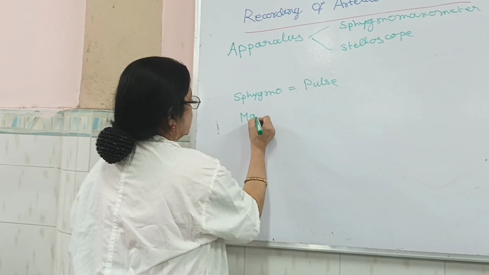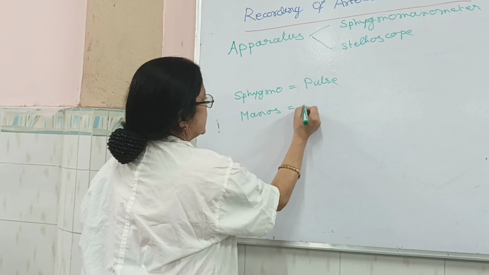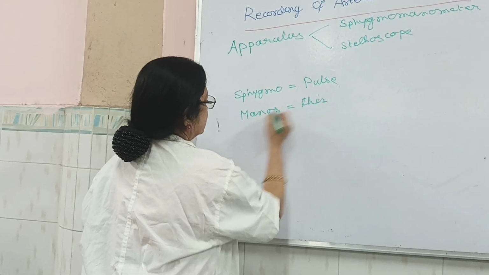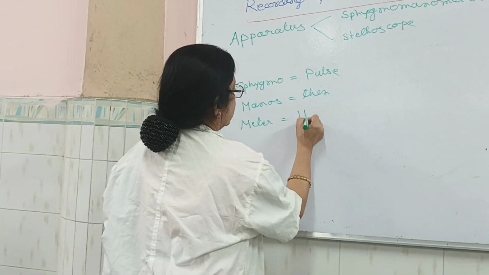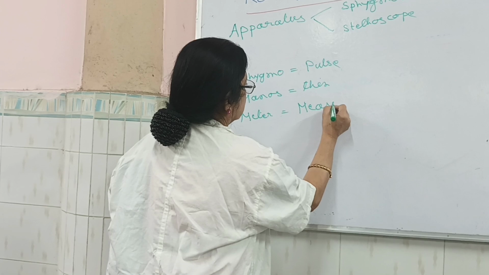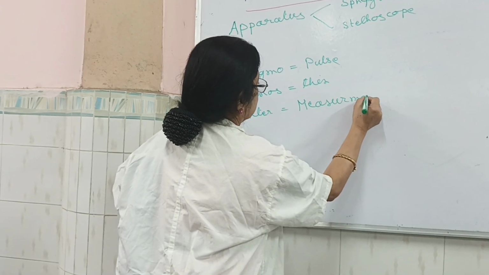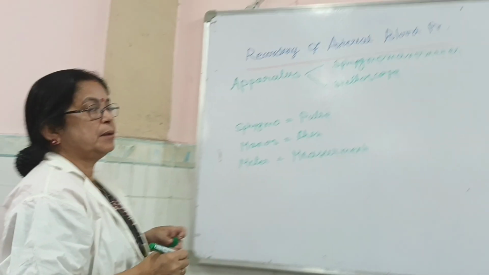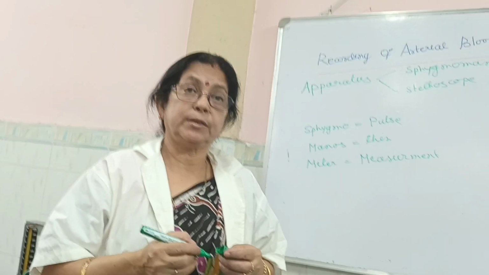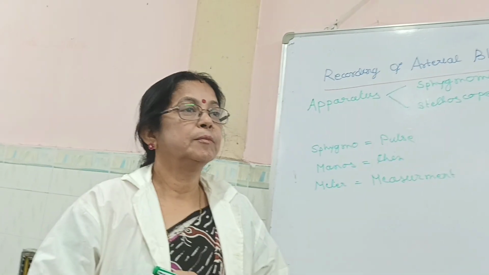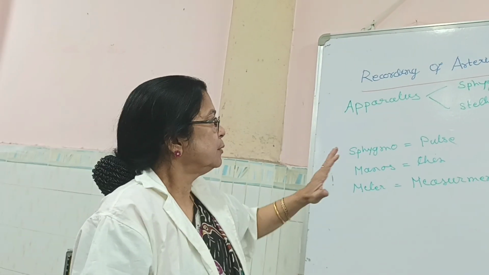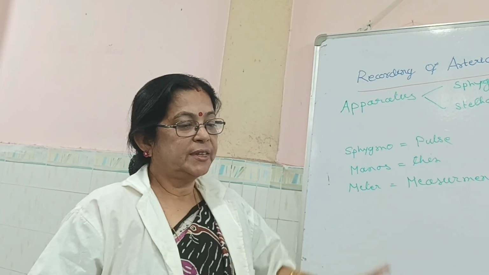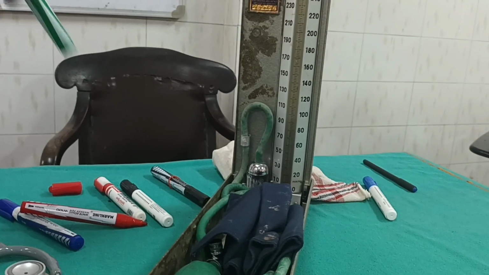Manos means thin. Meter is one measurement. So, the sphygmomanometer was invented by Riva-Rocci. Then it was improved by von Recklinghausen. But we are using this type of sphygmomanometer now, and there are different types of sphygmomanometer. I will come to these parts later on.